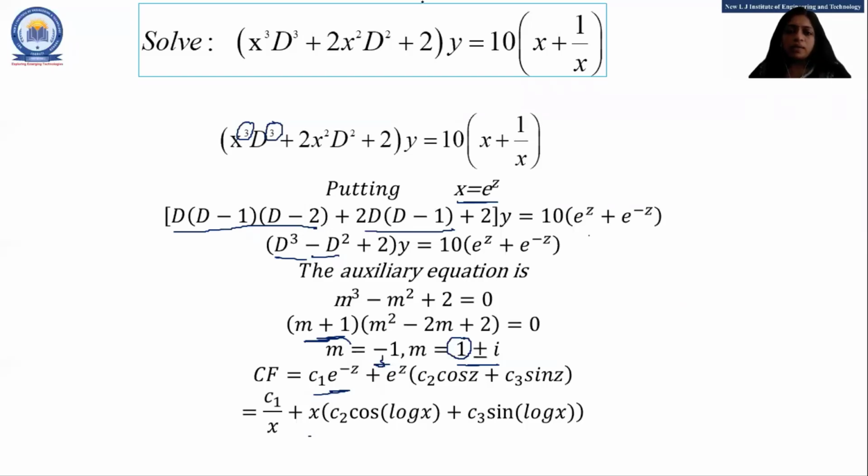Have you any query regarding this question till now? If you have any query, you can ask me through the chat box or raise your hand also. Okay, thank you. Thank you for your kind response. That's all clear.